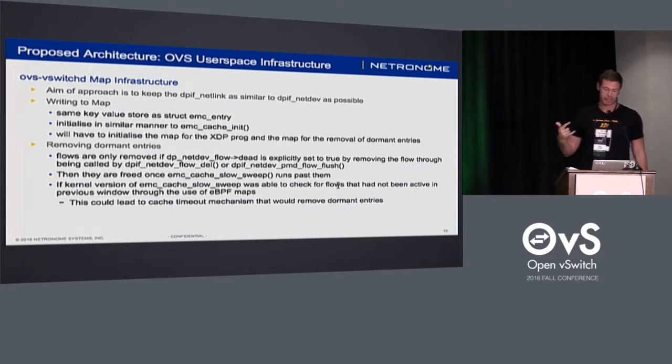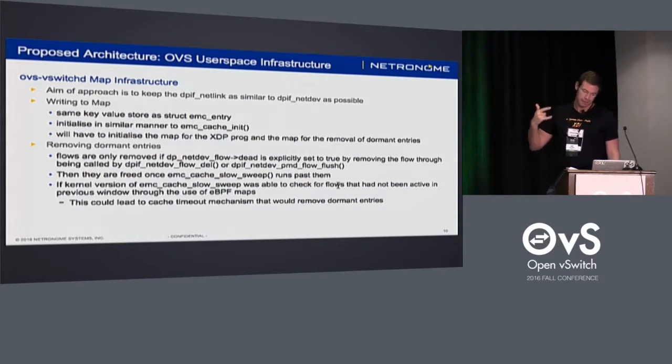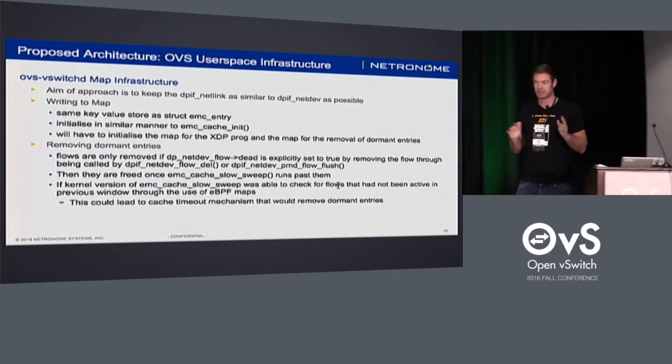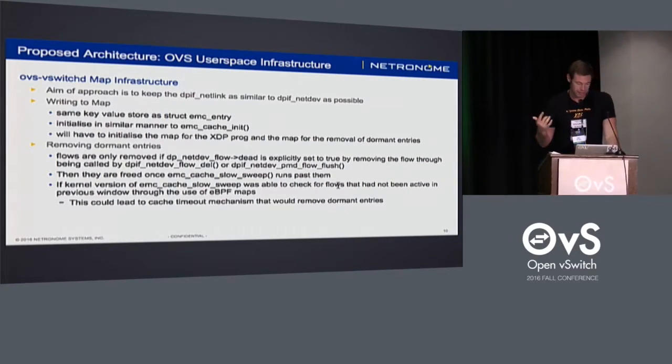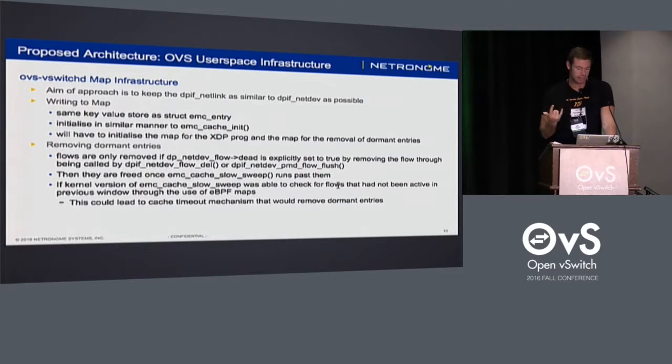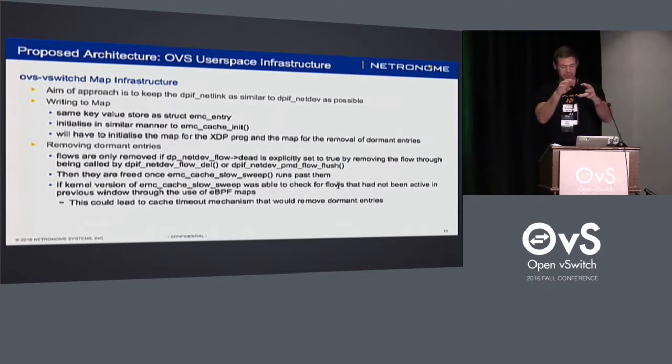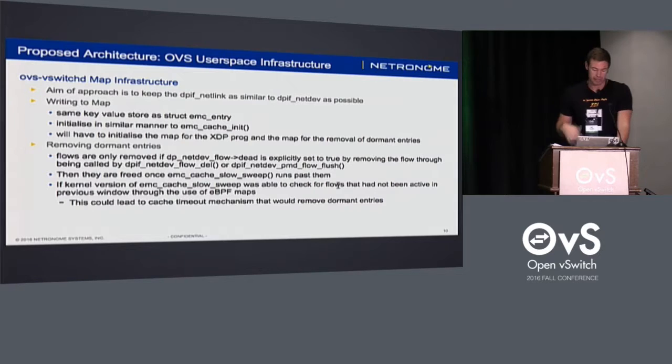Again, the user space architecture, what we're going to need. So part of the aim which I had was to try and keep everything as similar as possible to DPDK NetDev, because it's just nicer if everything looks quite similar. So what I've tried is, basically using the same key value storage you have with an EMC entry, initialized in the same way as you would initialize the EMC cache. So basically, you use those same types of functions. Obviously, it's a little bit different when we're initializing the maps and using the maps, but try and do it in a similar way.